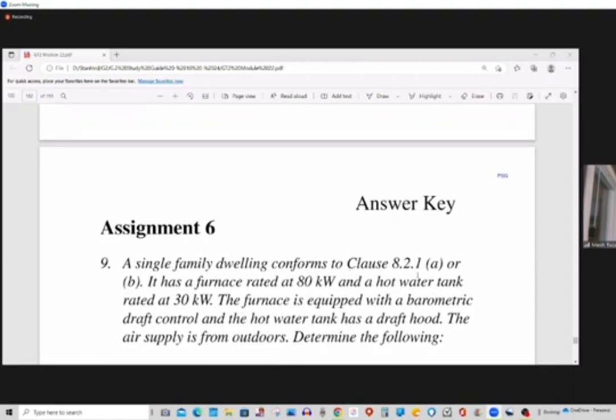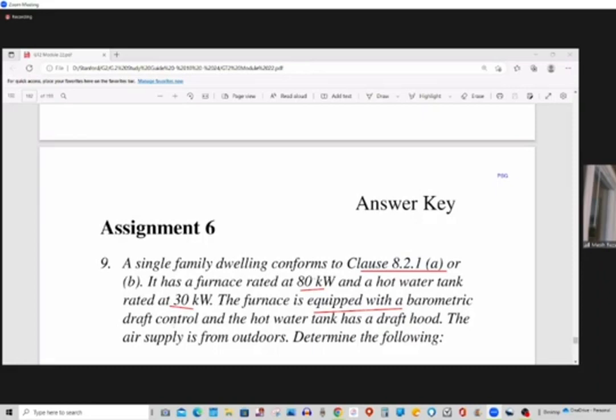A single family dwelling conforms to clause 8.2.1 A and B. What does it mean? It means comply with this one. It means tight house, right? Yes. And it has the furnace rated 80 kilowatt, and a hot water tank 30 kilowatt.